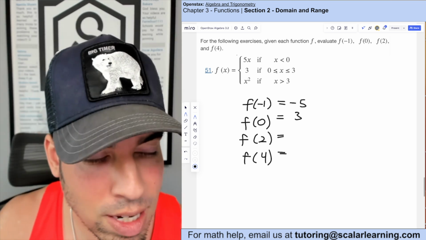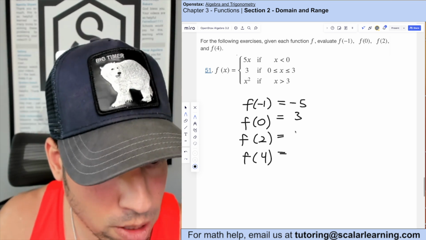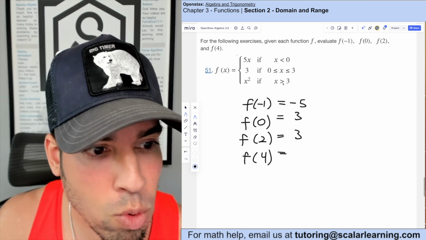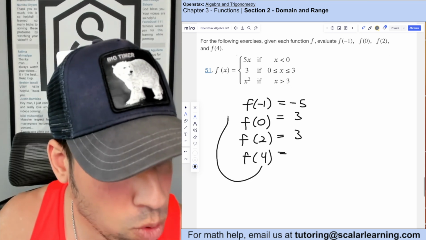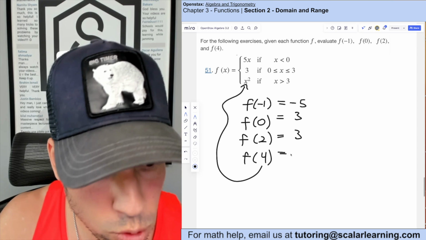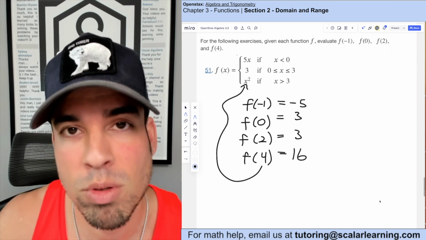Likewise, 2 is again between 0 and 3. The function value is once again 3. And then for 4, greater than 3, we plug 4 into the final bucket. What's 4 squared? 16. Boom, done.